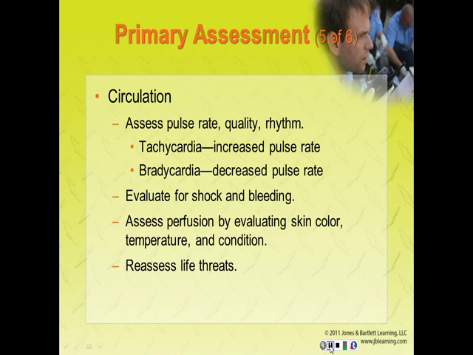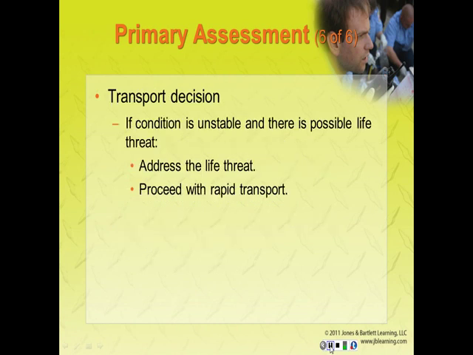They would include any of the following signs or symptoms: problems with the airway, breathing, and circulation, a poor general initial impression, unresponsiveness, potential hypoperfusion or shock, chest pain associated with a low blood pressure, severe pain anywhere, or excessive bleeding. You then want to make your transport decision. If your patient's condition is unstable and there is evidence of a possible life threat, you address the life threat and proceed with rapid transport.